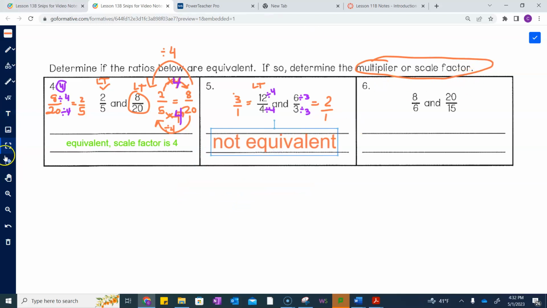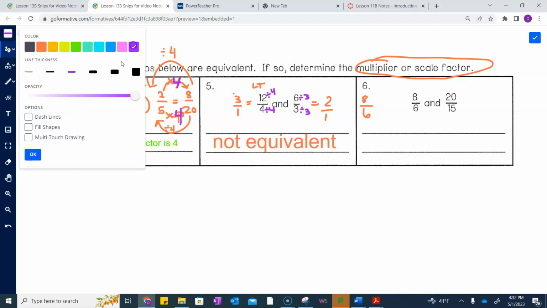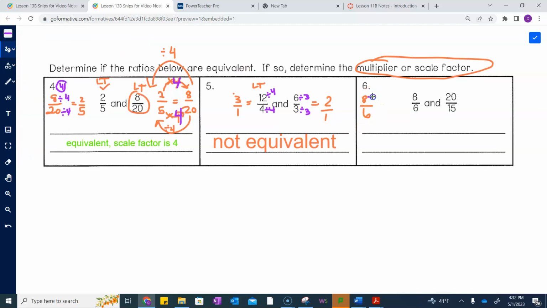Okay, and then finally, our third example. First thing to do is to look at both fractions and try maybe to get them just into lowest terms. So we have the 8/6. They're both even, so I know they're not in lowest terms. I can divide 2 out of both. And 2 is the GCF for an 8 and a 6, so I'll be done once I divide that 2 out.